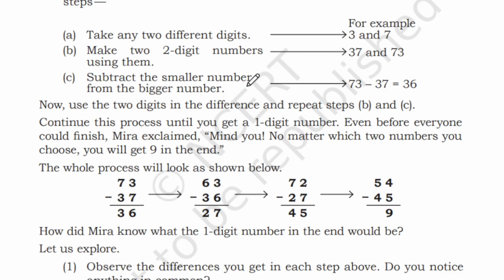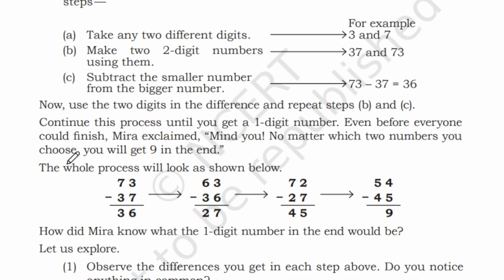Subtract the smaller number from the bigger number. The smaller number is 37. So 73 minus 37 is 36. Now use the two digits in the difference and repeat B and C. So continue this process until you get a one digit number.